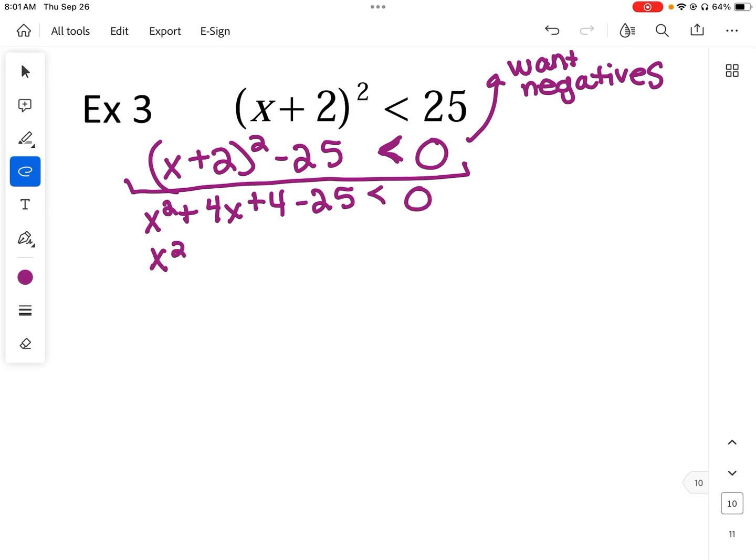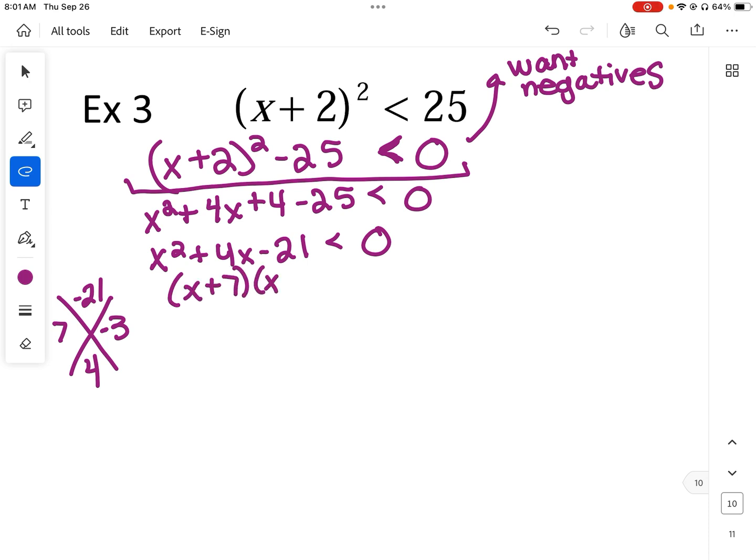So x squared, oh, forgot the x. No, that's a 4. I was correct. I tried to fix that. So plus 4x minus 21 is less than 0. This might be a good one to factor too. We'll see. So let's see what multiplies to get -21 and adds to get 4. So it'd be 7 and 3, but one of them would have to be negative and it's the smaller one. So x plus 7, x minus 3. So then our key numbers are x equals -7 and x equals +3.